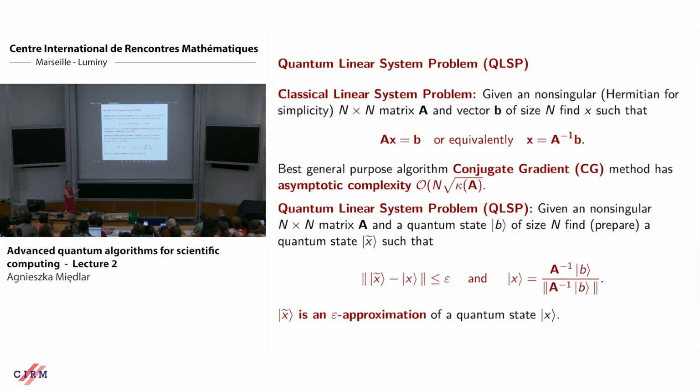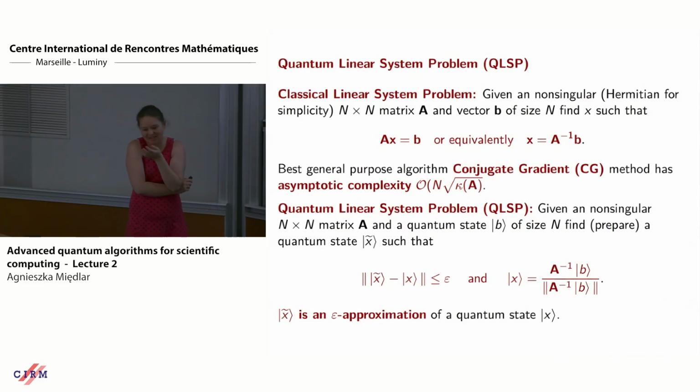So just a brief intro to linear systems. One of the classical problems is linear system solvers. As I said, we know what the idea is in the classical sense. And I'm talking here about, for simplicity, the matrix A being Hermitian. So you want to solve a linear system. We know that the most general purpose algorithm for the case of a Hermitian matrix is the conjugate gradient method.